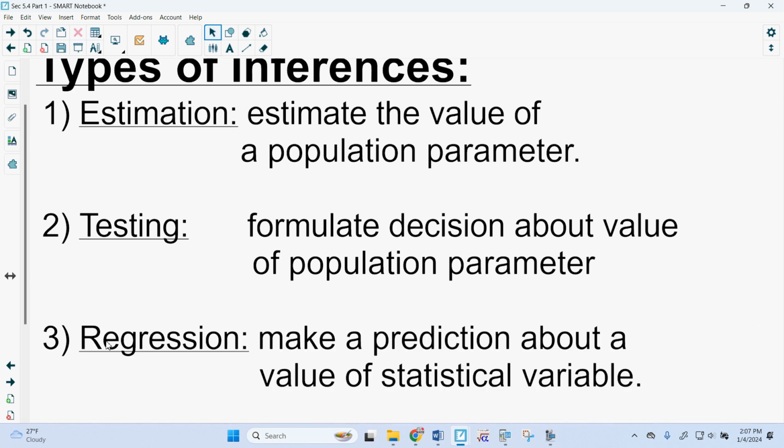And the last thing we can do is regression. We've already done this a little bit. We looked at linear regression and the least squares method last chapter, but we want to then use that to make more predictions and estimations than we've done so far.